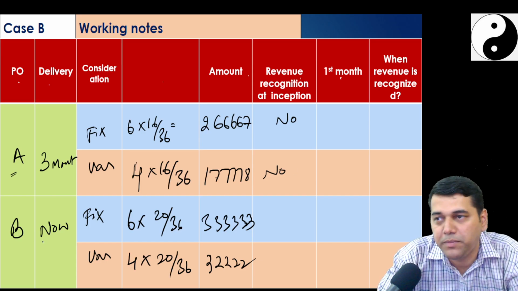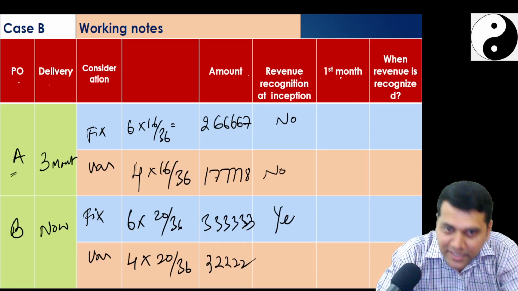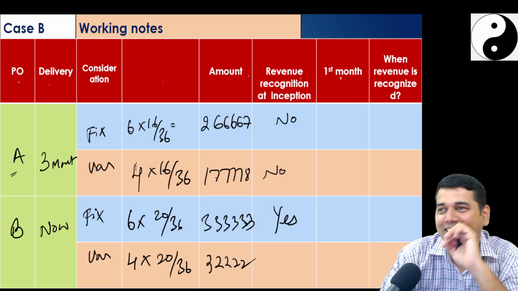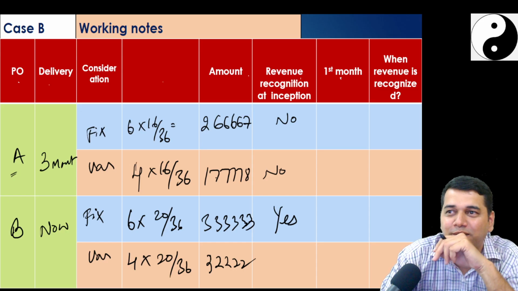Now for license B, you got a fixed consideration. Will you recognize revenue? Yes, very good. Understood? Complexity, very beautiful question. Lovely question. For variable consideration, will you recognize revenue? No.